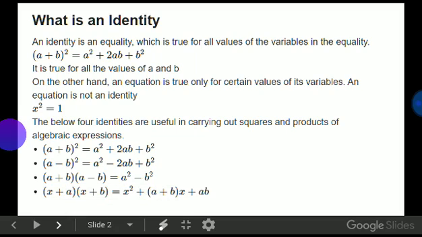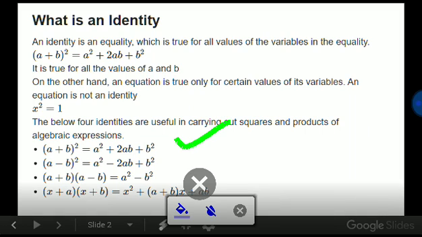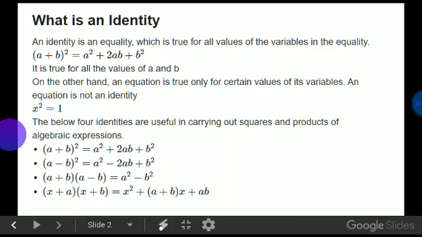Now the below four identities are useful in carrying out squares and products of algebraic expressions. They are: (a + b)² = a² + 2ab + b², (a - b)² = a² - 2ab + b², (a + b)(a - b) = a² - b², and (x + a)(x + b) = x² + (a + b)x + ab.